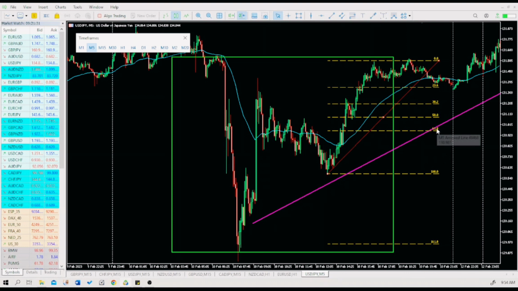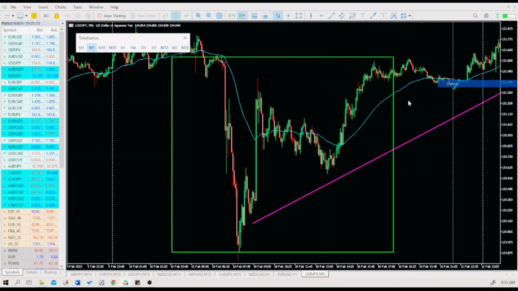I only use 61, 50, 38, and 23. I use the 50 and the 61 for deep pullback. I don't use them to trade scalping. I don't scalp with the 50 and the 61. If you want to scalp the market, you scalp with only 23.6 and then 38.2. These are the values we are going to use to scalp the market. So let me clean it and let's start again.